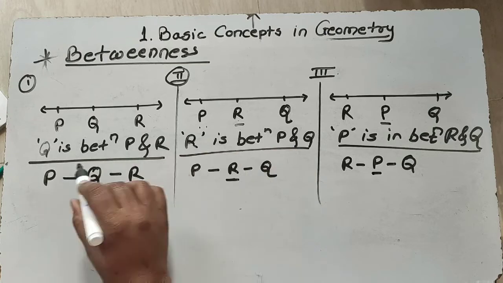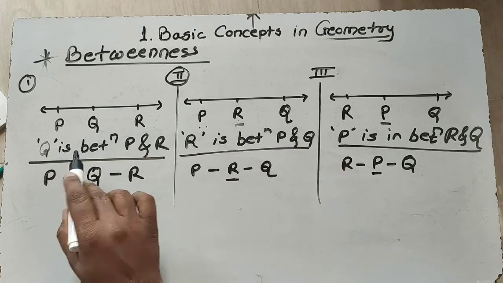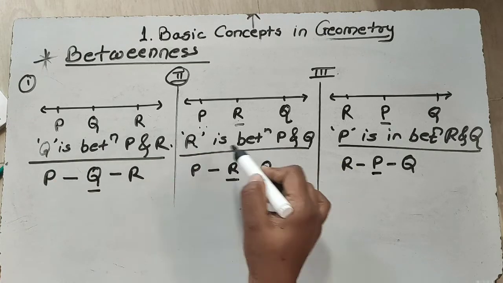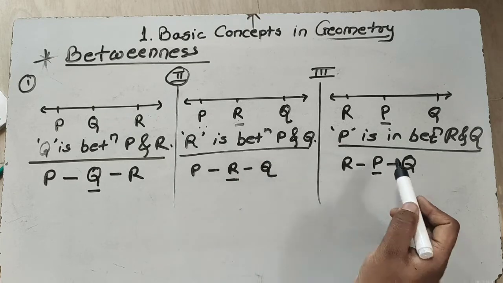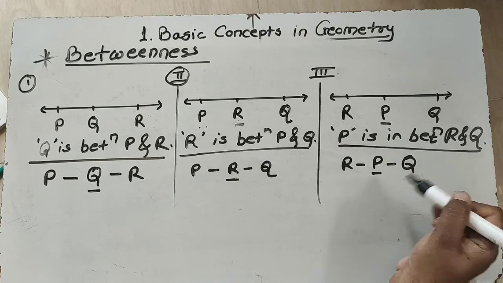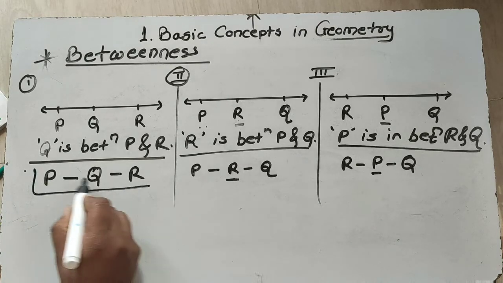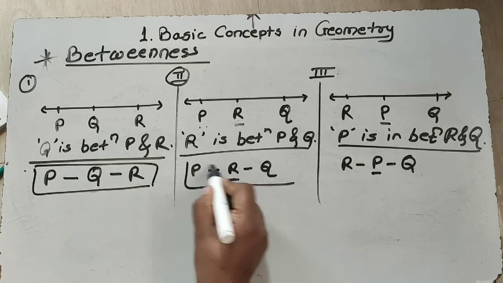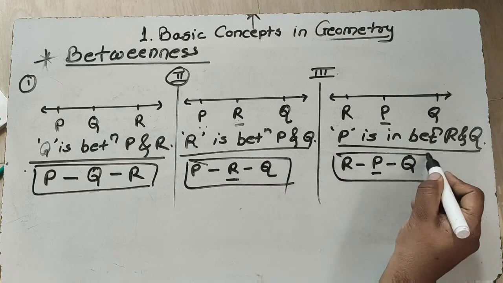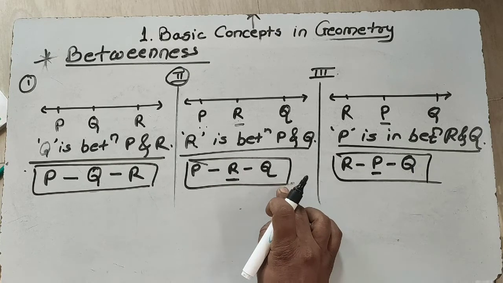Every time it is impossible to write statements like Q is in between P and R, R is in between P and Q, P is in between R and Q. So instead of that, in mathematics or in geometry, we use such a type of writing to save time and for better understanding.